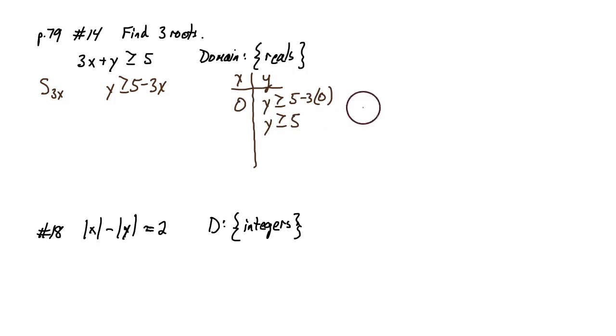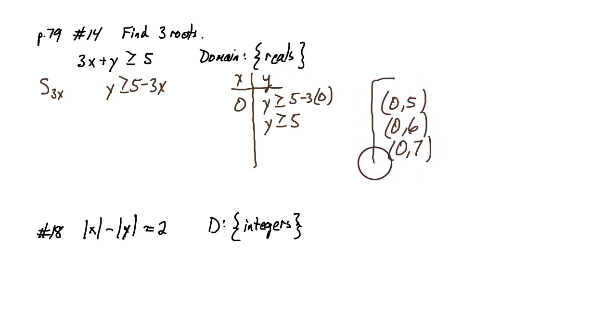From this one row, we've actually found an infinite number of roots. When x is 0, y could be 5. When x is 0, y could be 6. And when x is 0, y could be 7. There are many other roots where x is 0, along with all kinds of roots where x is another number, not 0.